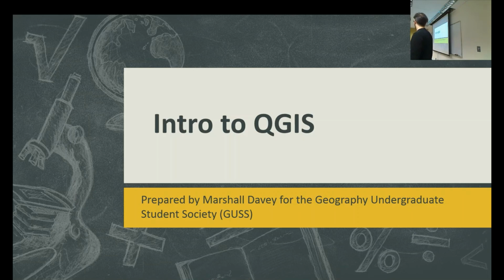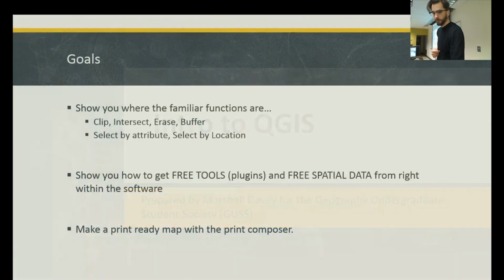There's going to be a lot of contrasting, like this is how we do it in Arc. This is what the button's called in Arc. How do we do it in Q? Where do you find that button? I'm going to be doing a whole bunch of that, and just covering the really general workflow.